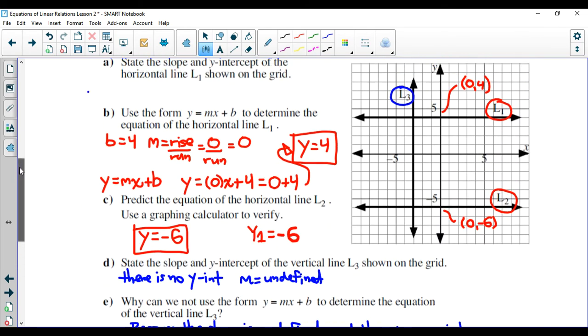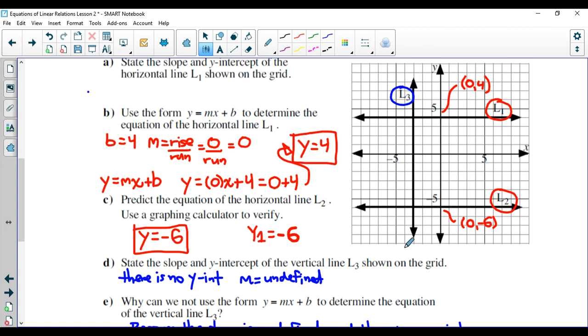Okay, now it says, predict the equation of the vertical line L3. Okay, now this is kind of similar to how we got the equation of these horizontal lines. So for these horizontal lines, we had one value that was always the same number. For L1, my y value, no matter what, was always equal to 4. Therefore, my equation is y equals 4. For L2, no matter what you do on the line, your y value is always equal to -6. Therefore, the equation is y equals -6.